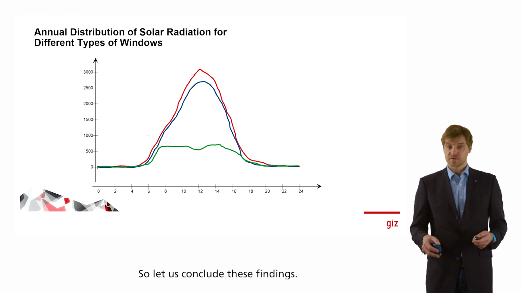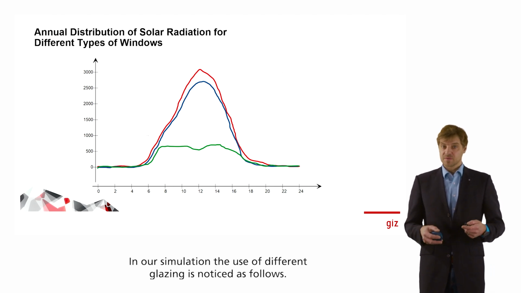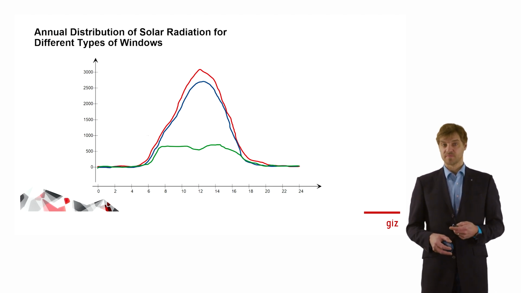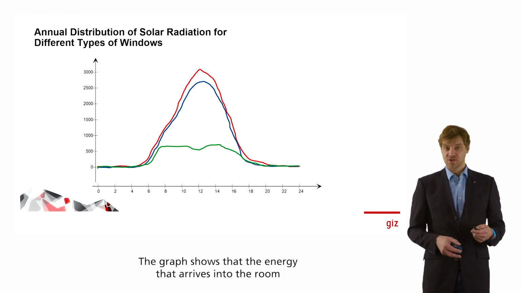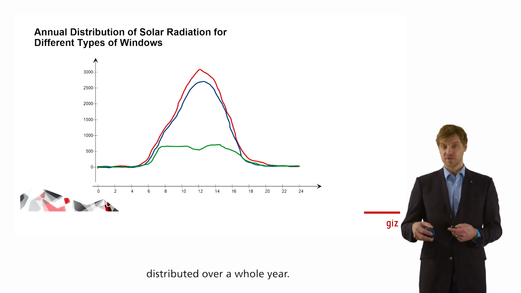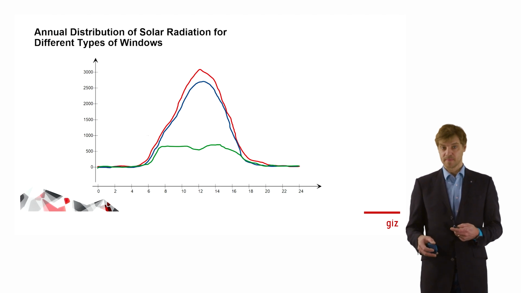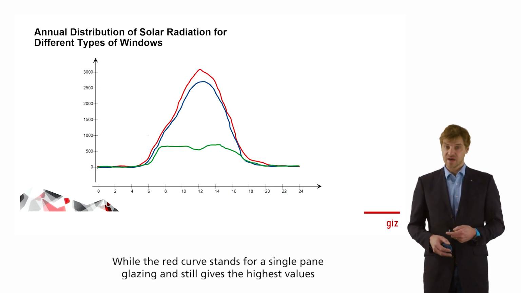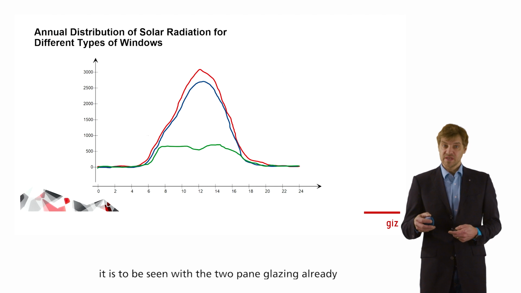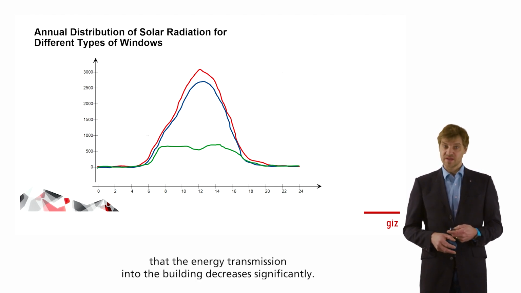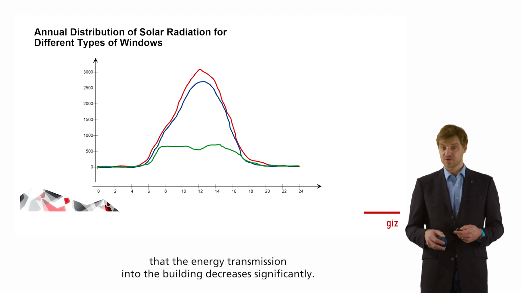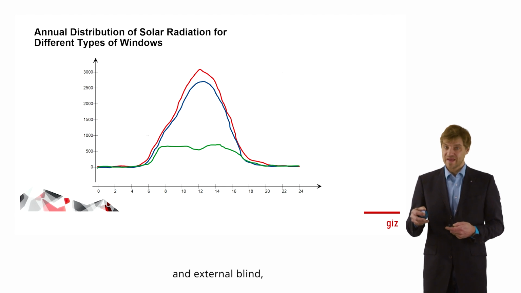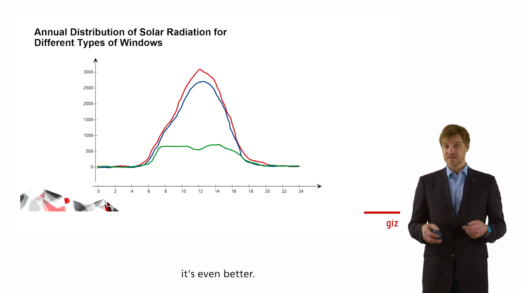So let us conclude these findings. In our simulation, the use of different glazing is noticed as follows. The graph shows the energy that arrives into the room distributed over a whole year. The red curve stands for a single pane glazing and still gives the highest values. It is to be seen with the two pane glazing already that the energy transmission into the building decreases significantly. With the double pane and external blind, it's even better.